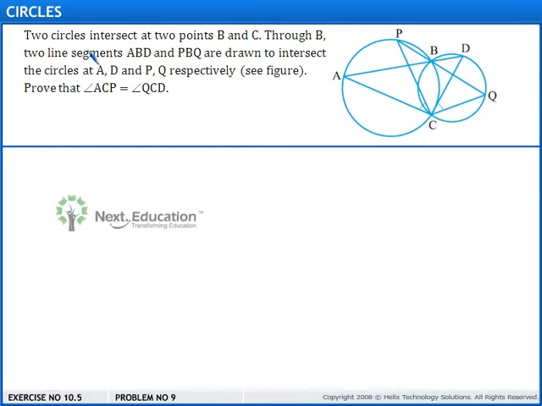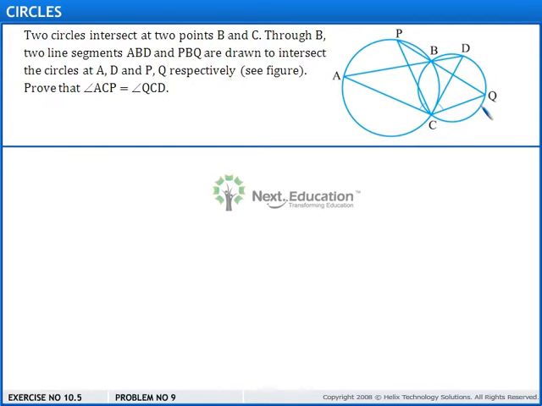We are given two circles intersecting at two points B and C. Through B, a line ABD is drawn such that it intersects the two circles at points A and D, and also a line PBQ is drawn such that it intersects the two circles at points P and Q. We have to prove that angle ACP is equal to angle QCD. That is, we have to show that this angle is equal to this angle.